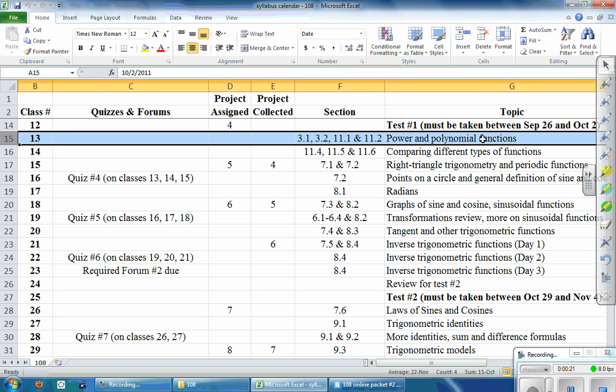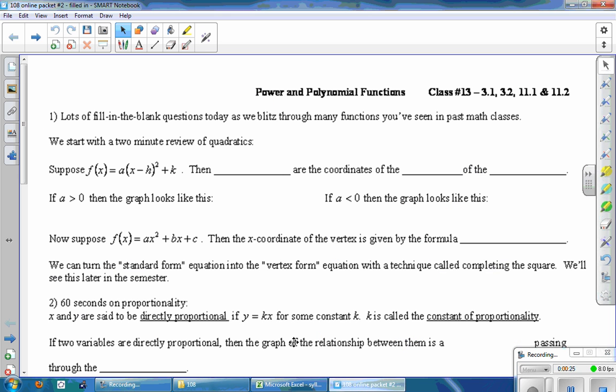Today we covered two different kinds of functions, power and polynomial functions. So let's begin here with our notes. Number 1. Lots of fill-in-the-blank questions today as we blitz through many functions you've seen in past math classes. We start with a 2-minute review of quadratics.